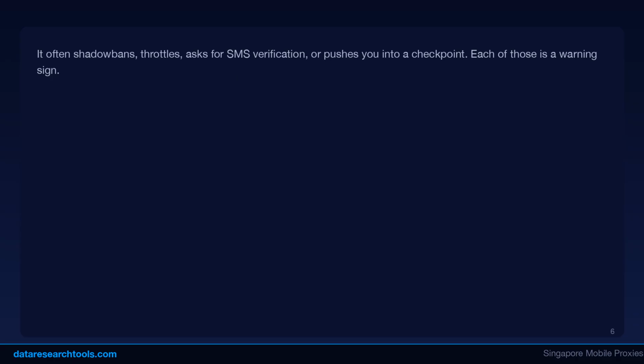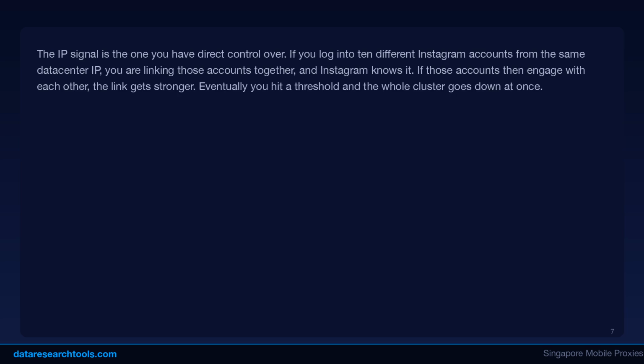If you log into 10 different Instagram accounts from the same data center IP, you are linking those accounts together, and Instagram knows it. If those accounts then engage with each other, the link gets stronger. Eventually, you hit a threshold, and the whole cluster goes down at once. This is why account managers who care about longevity do not use VPNs, do not use shared residential proxies, and do not share IPs across accounts.